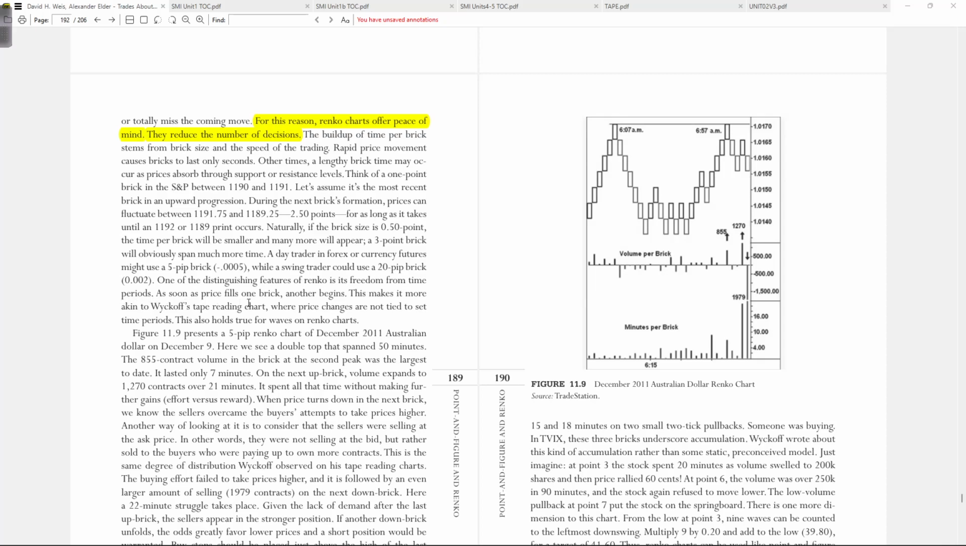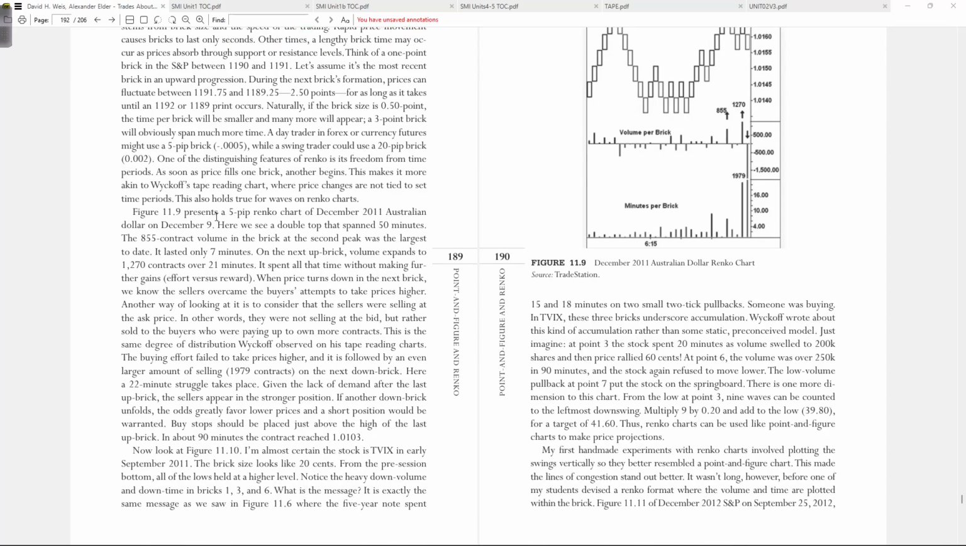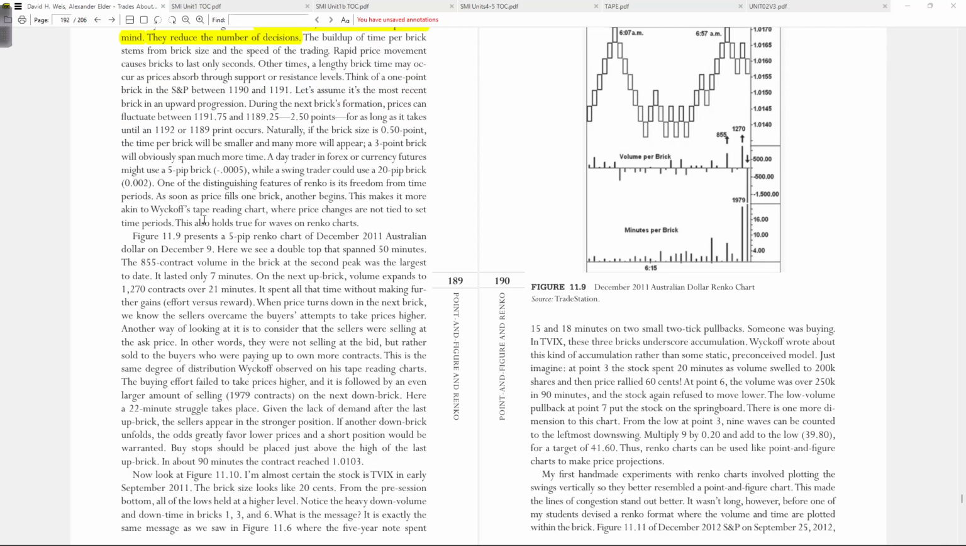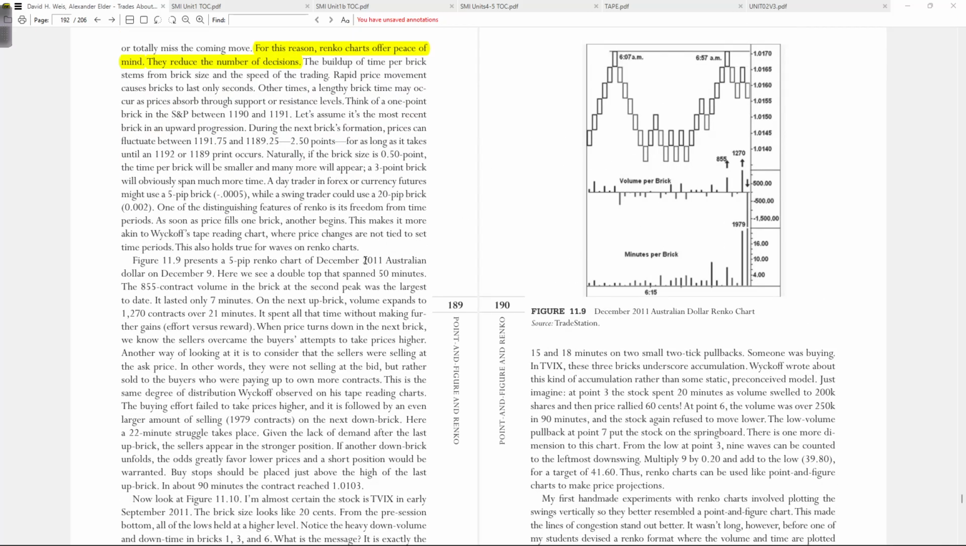As soon as price fills one break, another begins. This makes it more akin to Wyckoff's tape reading chart, where price changes are not tied to set time periods. This also holds true for wave or Renko charts. Figure 11.9 presents a 5 pip Renko chart of December 2011 Australian dollar on December 9.